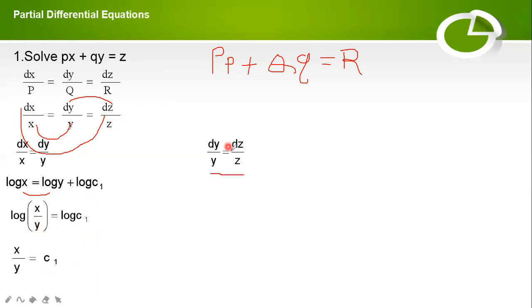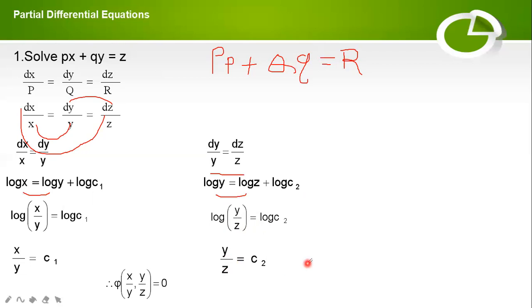Again integrating 1 upon y dy, log y equal to log z plus, for our convenience, log c2. Moving terms, log y minus log z is log of y by z equal to log c2. Therefore y by z equal to c2. So the final solution is phi of x by y comma y by z equal to 0. Like that we find the solution in the method of grouping.